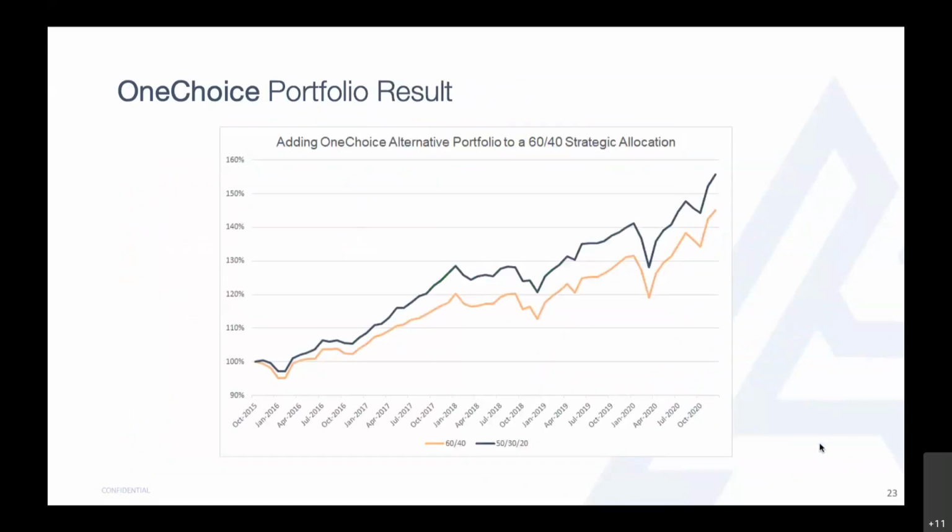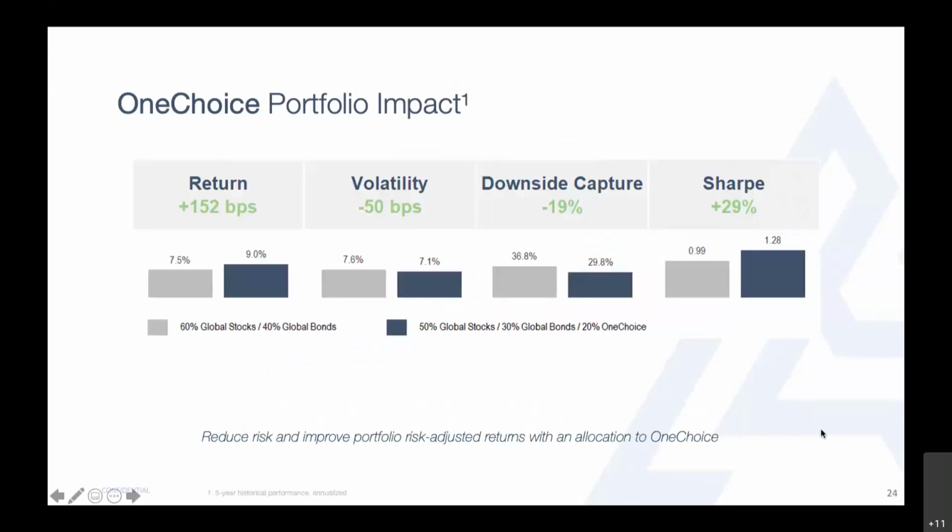Here's a historical simulation of if an investor were to move from a 60-40 to a 50-30-20, where they have 50% global equities, 30% global bonds, and 20% the OneChoice portfolio solution ETF. As you can see, lower drawdowns resulting in better outcomes for investors. And here are the stats of that simulation. So ultimately, what OneChoice is, it's a tool to diversify portfolios, and it aims to reduce risk and improve portfolio risk-adjusted returns in a very simple, efficient, and low-fee manner.